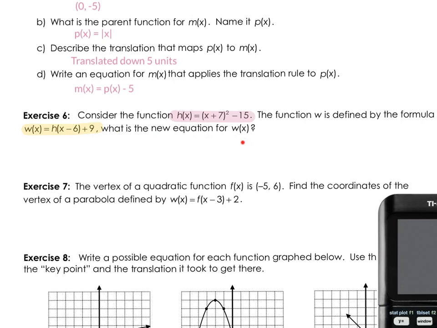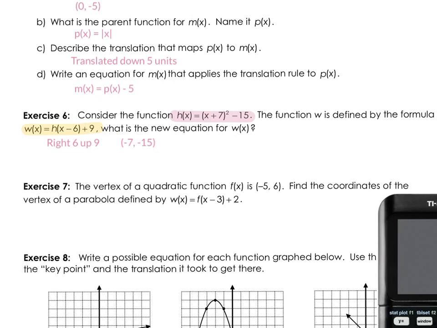Okay, so to find this, we need to figure out what this information is telling us. That's the first part. I need to look at the x minus 6. What does x minus 6 say happened? Well, since it's a negative, we would think it moves left 6, but it's the opposite of what we think: it didn't move left 6, it moved right 6. And then the plus 9 tells me that it moved up 9. Now we need to find the new equation for w of x.